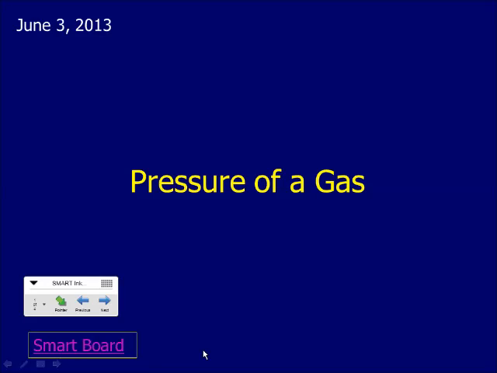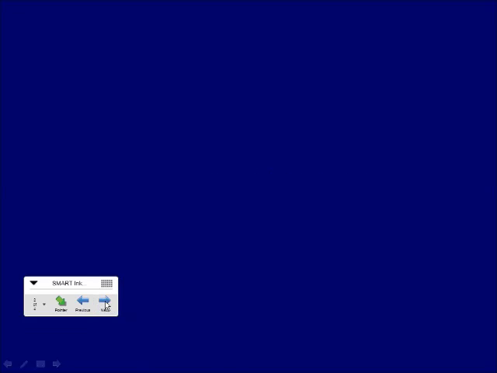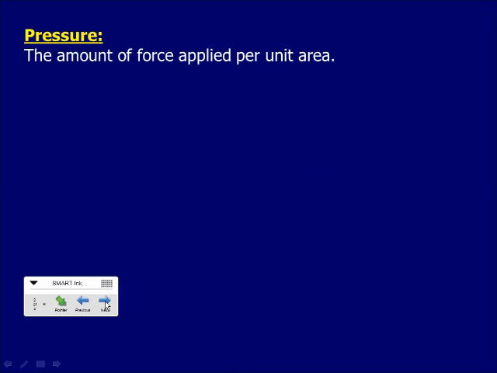So the last thing we really have to talk about is pressure. What is pressure, how we measure it, and how we convert it, et cetera. Pressure is a physical quantity. It's the amount of force applied per unit area. Pressure, P, is equal to force divided by the area. There you have it right there.